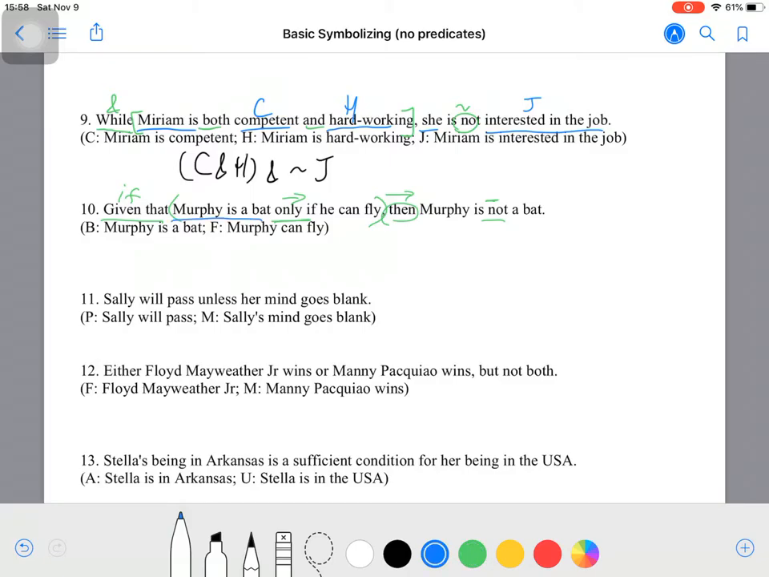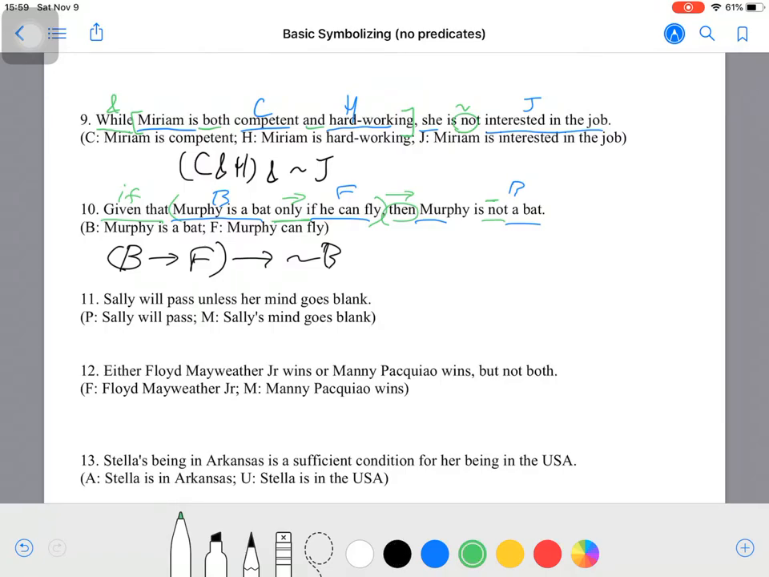So Murphy can fly is F, Murphy is a bat, B. Put it all together. So given that Murphy is a bat only if Murphy can fly, then it follows that Murphy is not a bat.